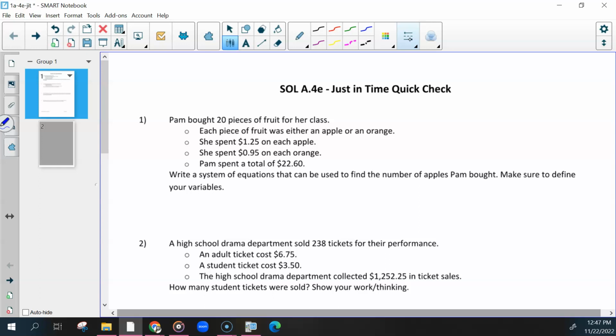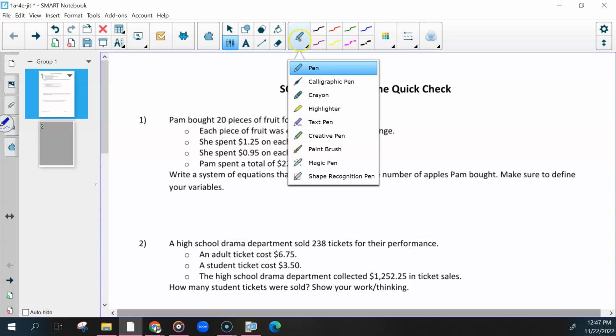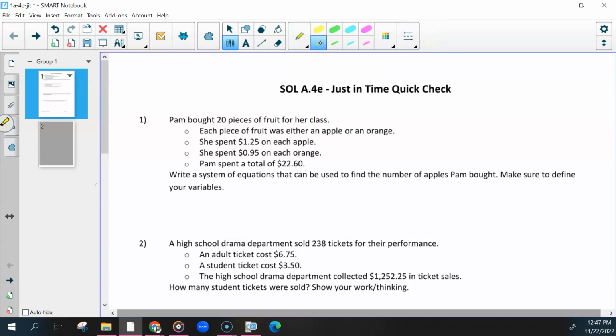Alright, so find important information first. There's a lot. That she bought 20 pieces of fruit, that's important. That each piece was an apple or orange, that's kind of important so you know what two things you're talking about. That she spent $1.25 on each apple, 95 cents on each orange, and a total of $22.60.